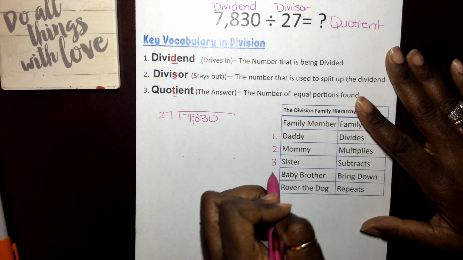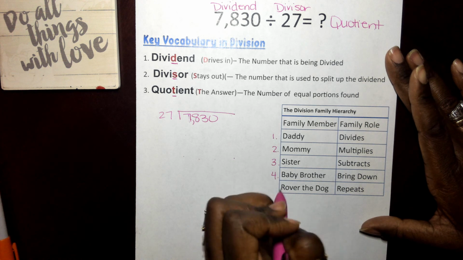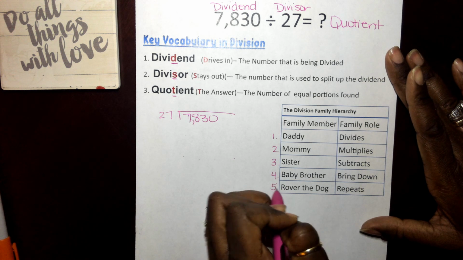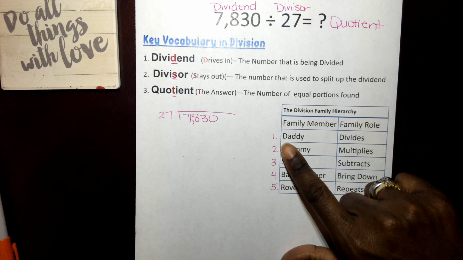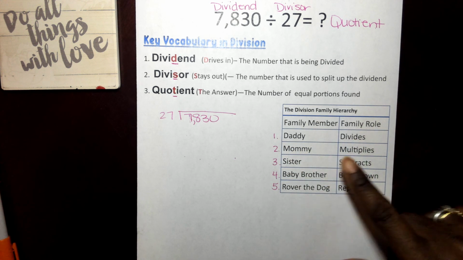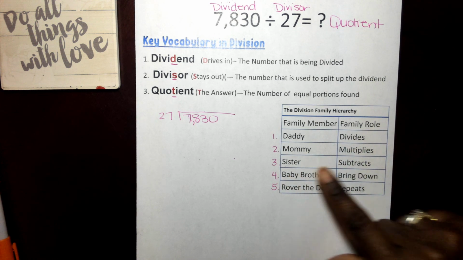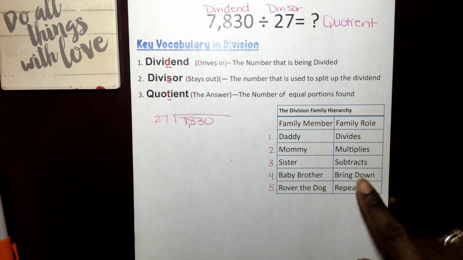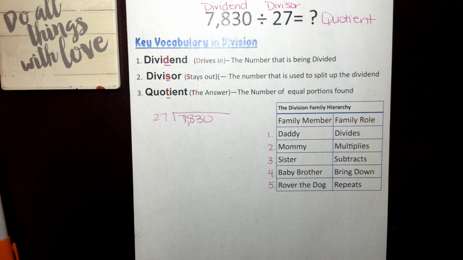A way to remember is to think about the division family hierarchy. They always work in the same order. So we have our daddy who divides. Our mommy is for multiplying. Our sister is for subtracting. Baby brother is bring down. And then 5 is rover. That's when we repeat.